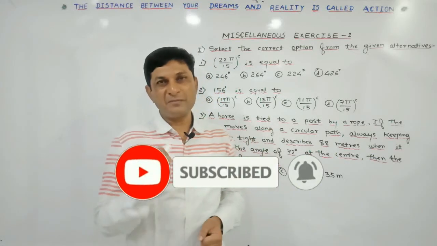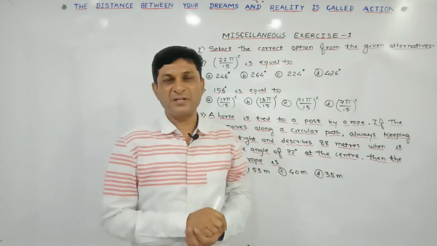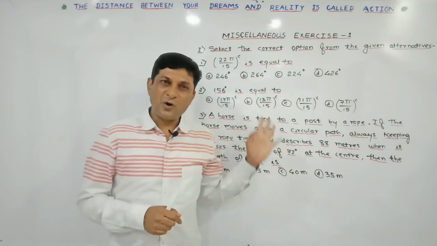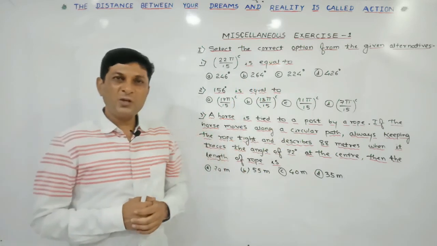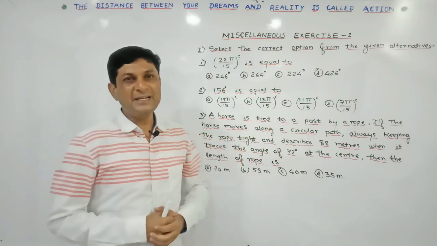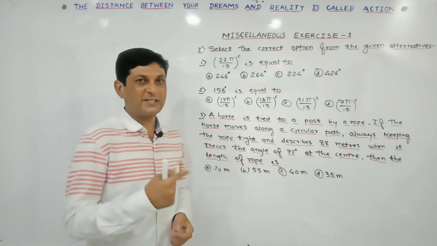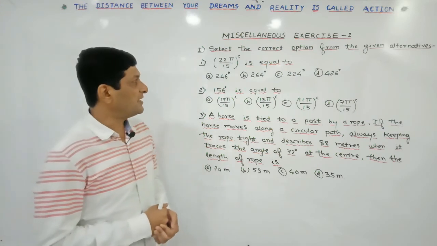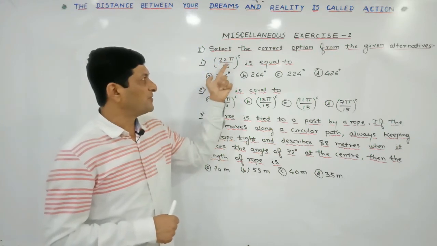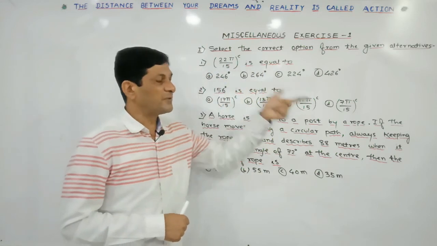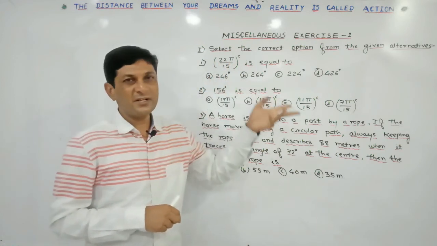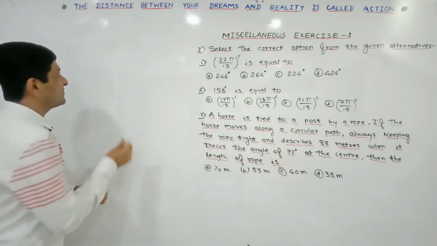So today we are starting the miscellaneous exercise of our first chapter, angle and its measurement. In the first example we are solving objective type questions, and to solve objective type questions your concept in the whole chapter should be clear so that you are able to solve this example easily. See, in the first example one angle is given to us, 22 pi upon 15 radian is equal to, and if you observe, the options are in terms of degrees, which means you have to convert this radian measure into degree measure. So let us try to solve the first example.